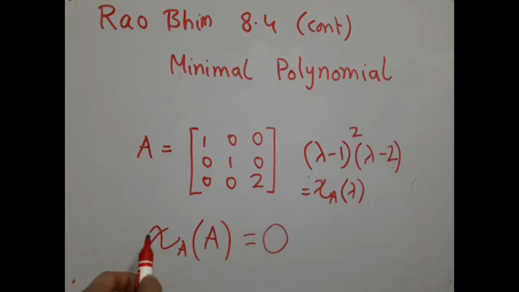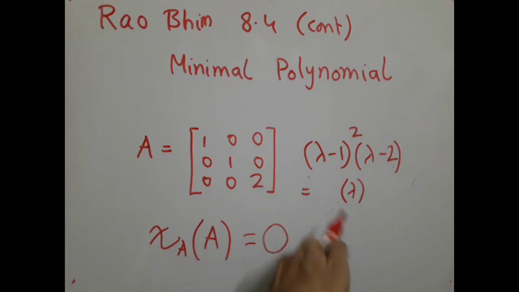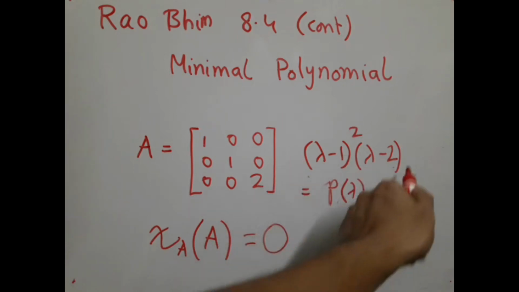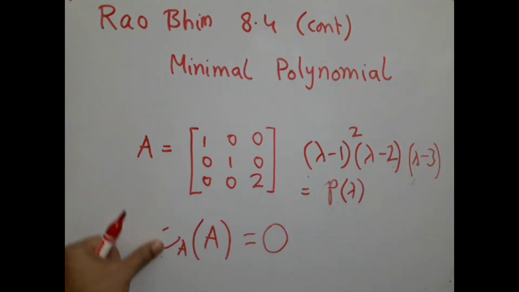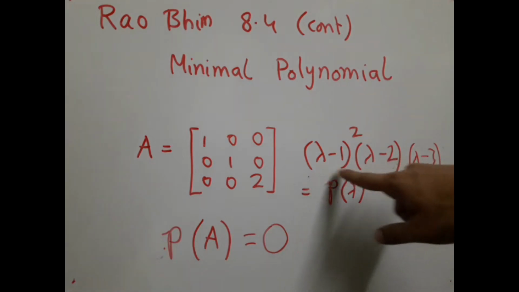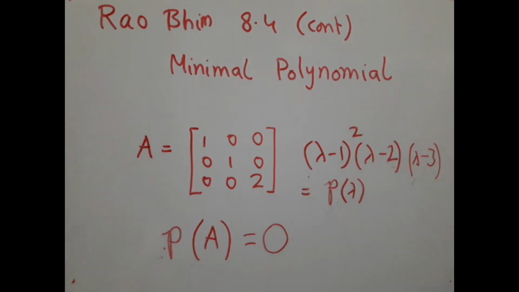Now this is not the only polynomial which will do this job. For instance, I might very well multiply this with other factors that will also do the job quite well. So if I take some polynomial p(lambda), which is this, times (lambda minus 3), then it goes without saying that even if I compute p of A, that will also be 0, because the fact that you already have this part will ensure that the result is 0.